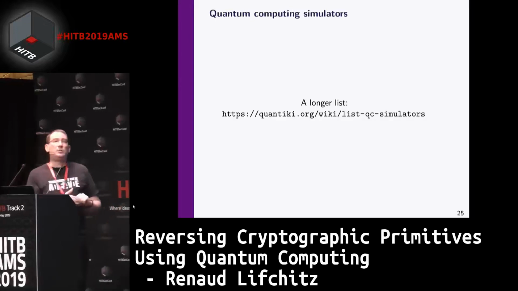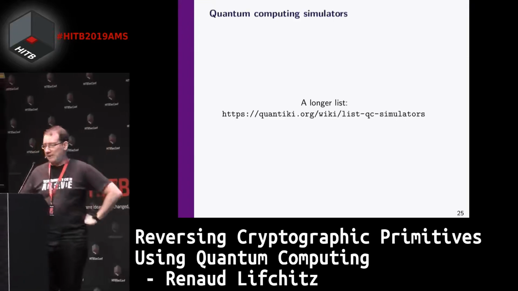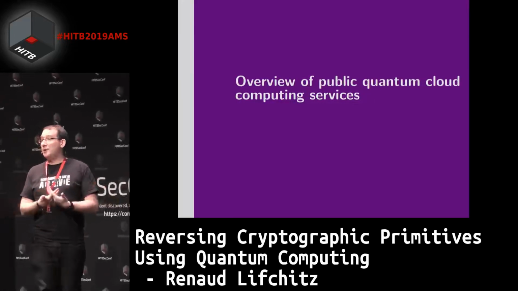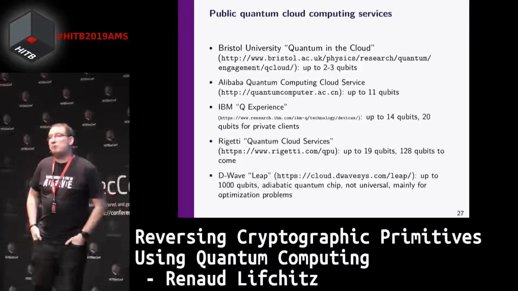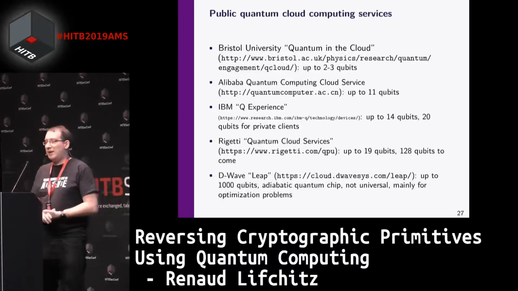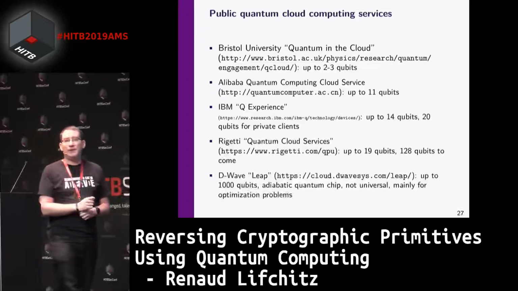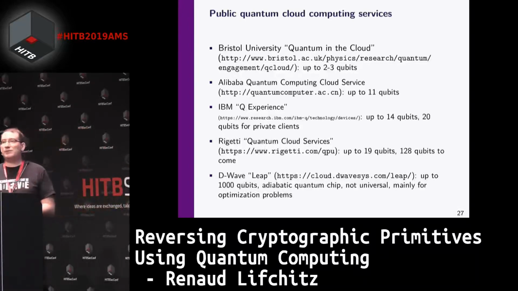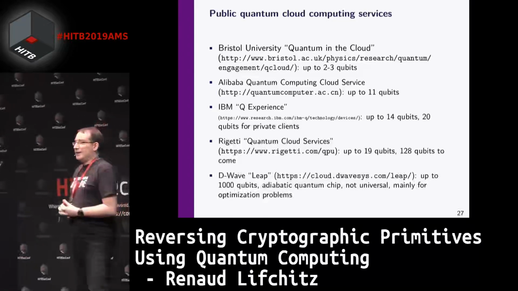If you want to experiment with more simulators, you have a very exhaustive list on Quantiki Wiki. So you can have a look at that one. But it's more fun to experiment on real quantum computing hardware. And now we are lucky enough to have nearly 5 quantum computing public services. All of them are free. You just have to subscribe, but you can use them completely freely. One of the first I demonstrated 4 years ago was the Bristol University Quantum in the Cloud, which is a photonic quantum circuit with only 2 or 3 qubits. That's quite limited, but it was one of the first, and it was interesting to test and experiment with. Now we have much better ones.